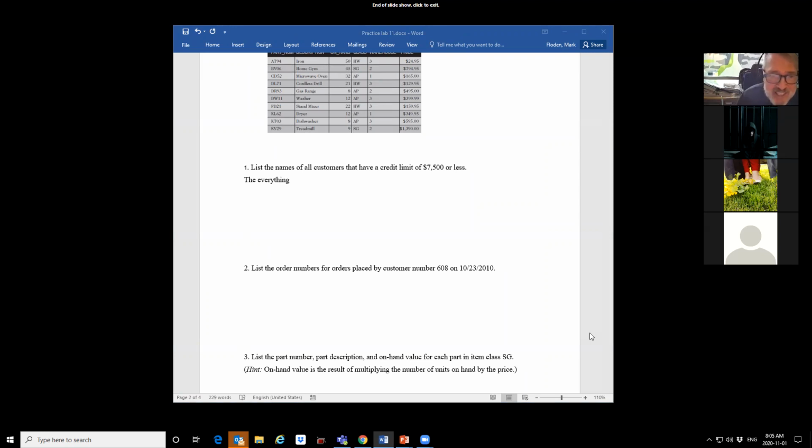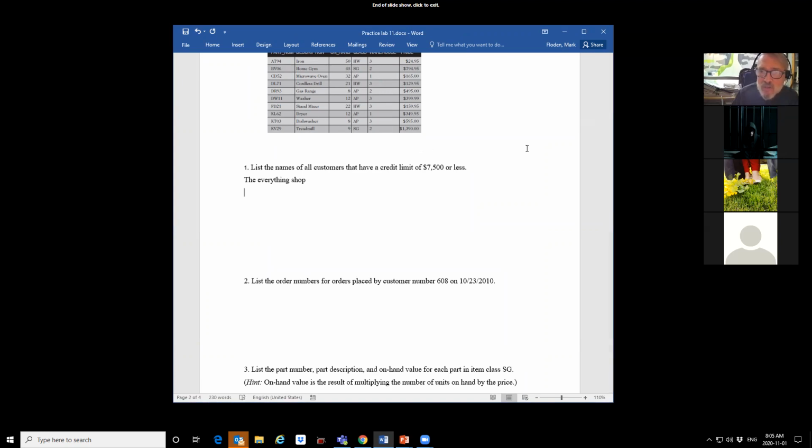Select customer. Very good, somebody knows SQL. So the Everything Shop and the other one. Actually, I would just say select star. Now, you almost have that right, Naja. What you missed out was the from. So if you wanted to do it in SQL, I would just do select star from customer where credit limit is less than 7,500. Very important with SQL is that you have from in the statement. But very good start there.